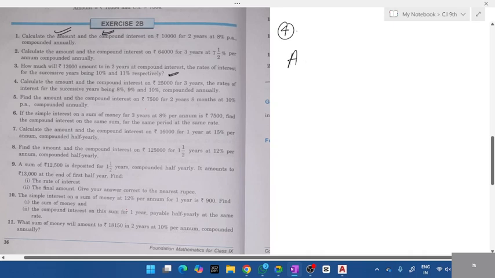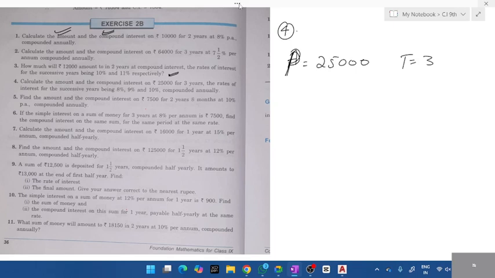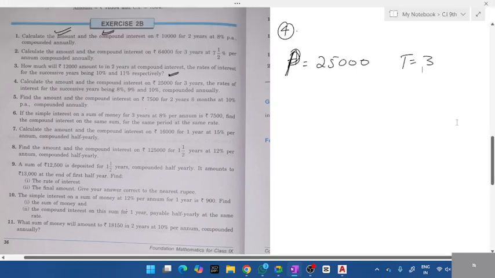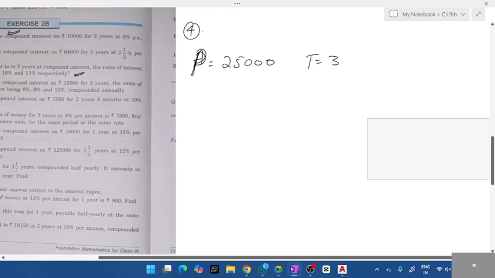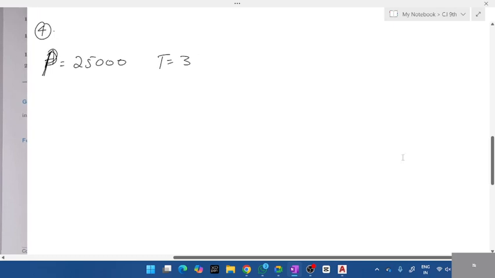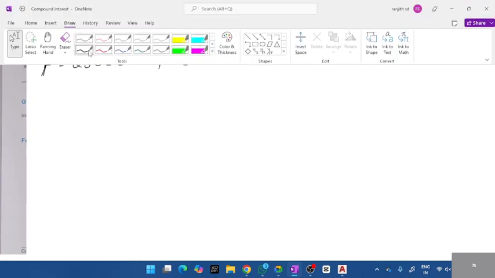What is the principle for the fourth one? Look at the fourth question. Principle is 25,000. Time is equal to 3 years. What are the rates given? 10%. See, even in this, we have compounded annually and compounded semi-annually questions. Semi-annually starts from the seventh question. From the seventh onwards, it's semi-annually. So it will be too confusing. If you don't practice, within 1 or 2 days, you'll forget.